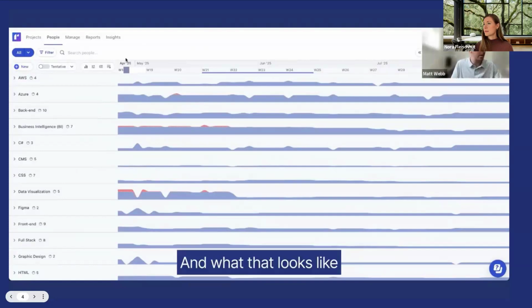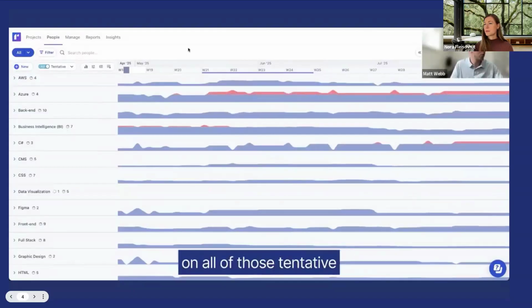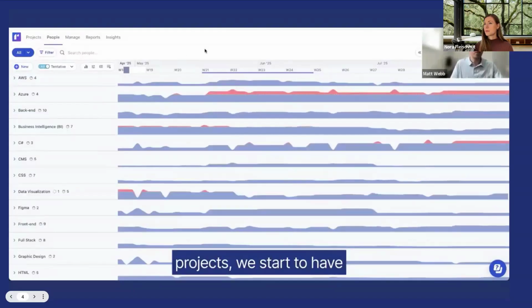And what that looks like in Runn is taking projects that might not have come to fruition. These could be sales opportunities that are in your CRM. These could be initiatives, projects that are still being discussed, but you want to be able to plan for them. You want to be able to understand the impact of taking those projects on. And if we just use skills as an example, and if we turn on all of those tentative projects, we start to have better insight into the future.